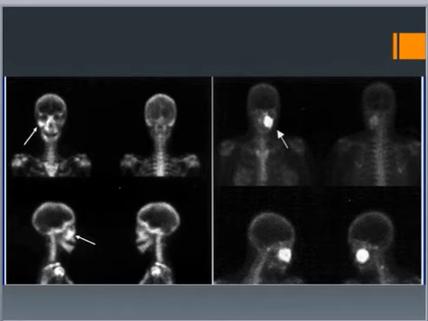This next one here is just a bone scan with a large mass in the face here, and another one here on the right cheek.